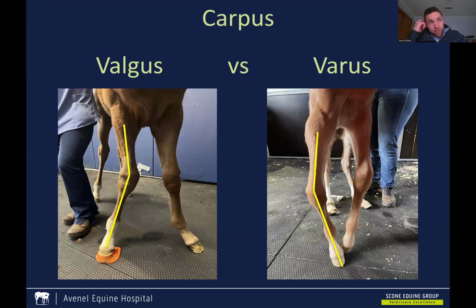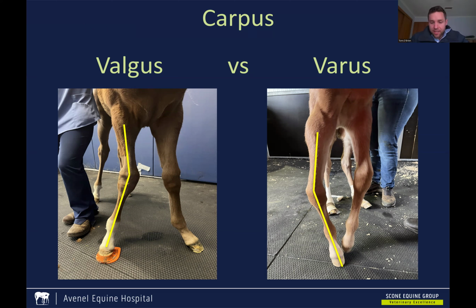And so there are a couple of important terms that we use, and I'm going to go through those now to try and make them as clear as possible. If we're thinking about the carpus, also known as the knee, we have two different deformities at the very essence of it. We have what's called a valgus, and we have what's called a varus.